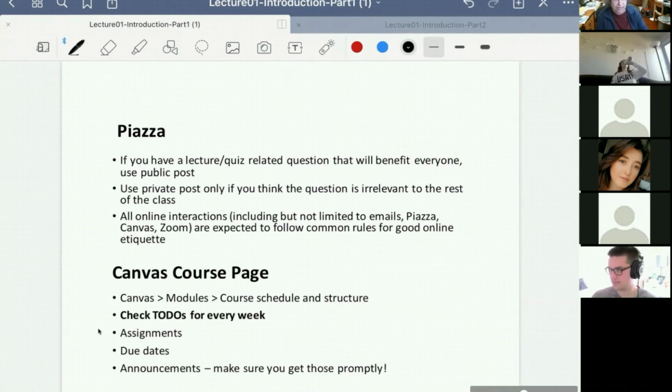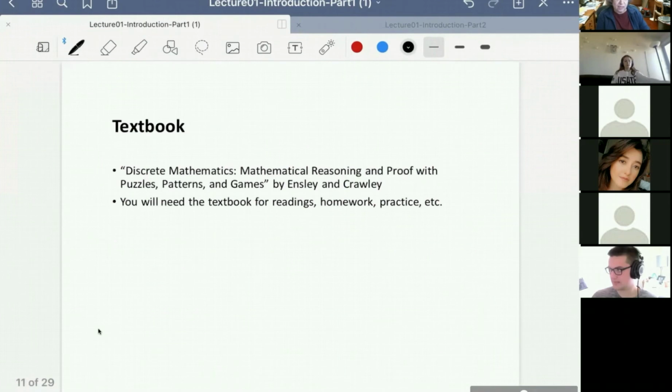So make sure you get your announcements frequently. That's our textbook. Someone said, well, gee, you listed an ISBN number for it, but I found one with a different ISBN number. There are two covers that have different ISBN numbers. As far as I know, the books are identical. Okay, so there are different ways to get it. You need the textbook for readings, for homework, for practice, for everything.